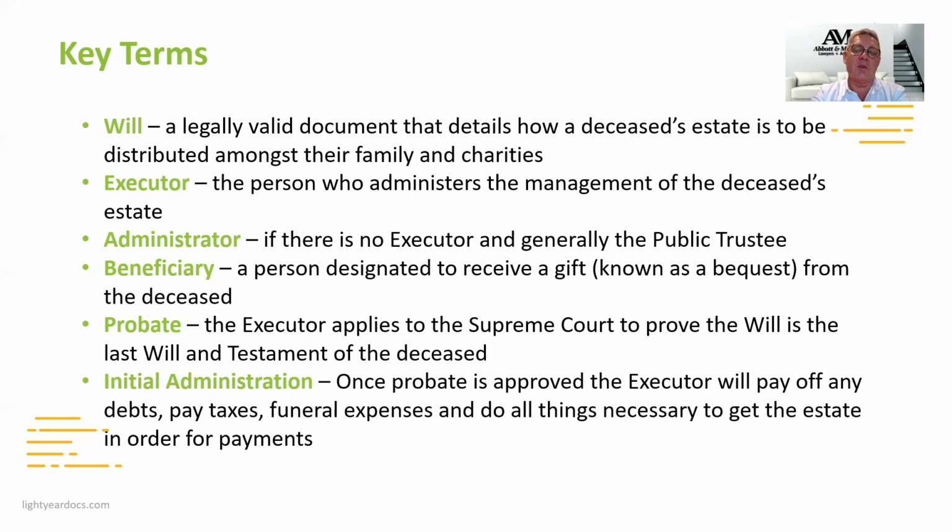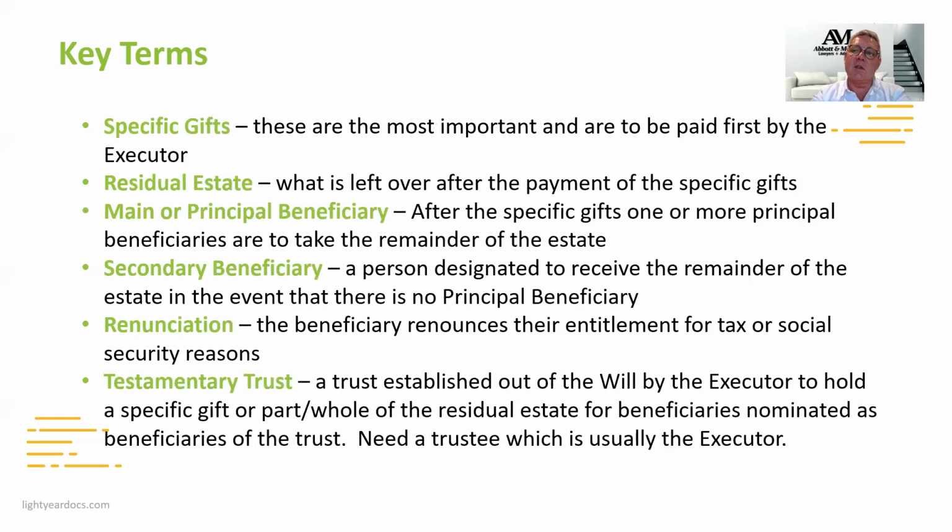Initial administration, where we talked about paying off taxes, funeral expenses, etc. Specific gifts I talked about: it could be cash, it could be a forgiveness of a loan, for example, it could be a specific property. So if a farm is to go to one of the children, then you actually do it by way of a specific gift rather than the residual estate. The problem with a residual estate is you're only left with what you're left with. So if you wanted to give something away specifically, whether it's a car, whether it's Bitcoin, whether it's a farm or property, then you're going to do it by way of a specific gift.